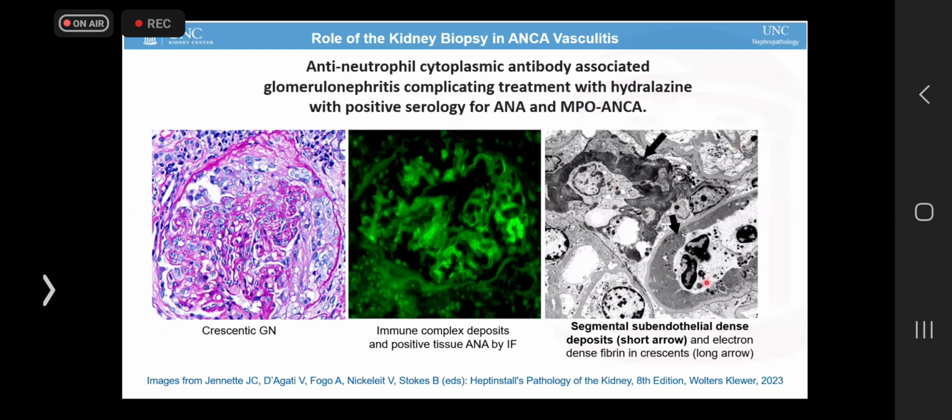But also by electron microscopy, here we can see a crescent. These are fibrin tactoids that represent the fibrinoid material we see by light microscopy. And beneath the glomerular basement membrane is a large subendothelial deposit, very much like what you'd see in a class 4 lupus nephritis.